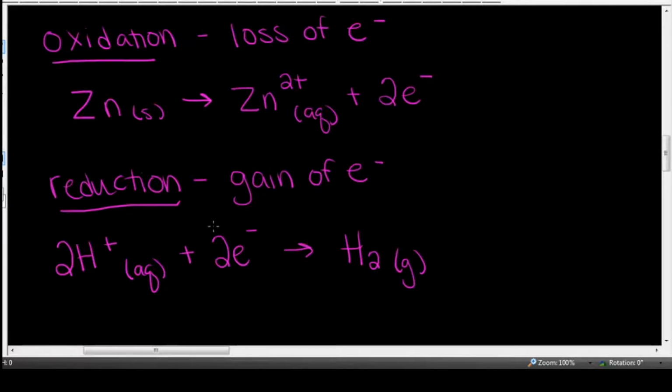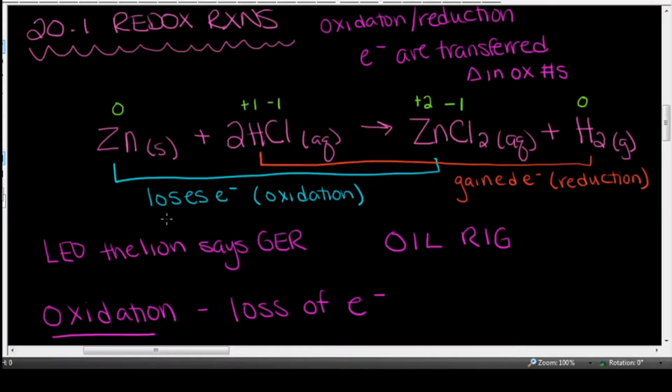So notice in my reduction half reaction, the electrons appear on the left-hand side because they are being gained by the 2H+ aqueous ions. And so you see your 2+ charge here and your 2- charge there, cancels out with a neutral hydrogen gas. And if we were to actually combine these reactions into an overall reaction, we would just end up with the net ionic equation of the reaction that we were looking at up here at the top, with the chlorine being your spectator ions.